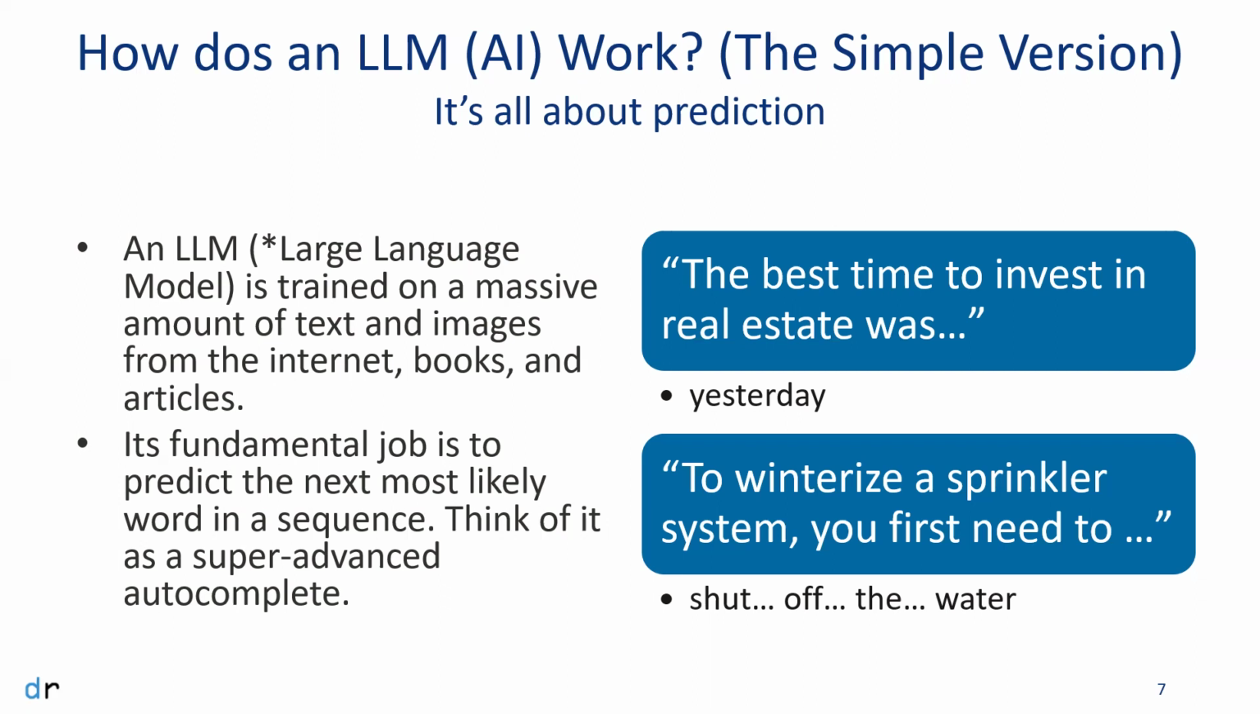To winterize a sprinkler system, you first need to water, right? So it will not predict the whole phrase. It'll predict bit by bit what that phrase needs to come. That's not why the text appears slowly on the screen. That's entirely an animation just to make you feel like it's working hard. But it is predicting chunk by chunk as they go along.